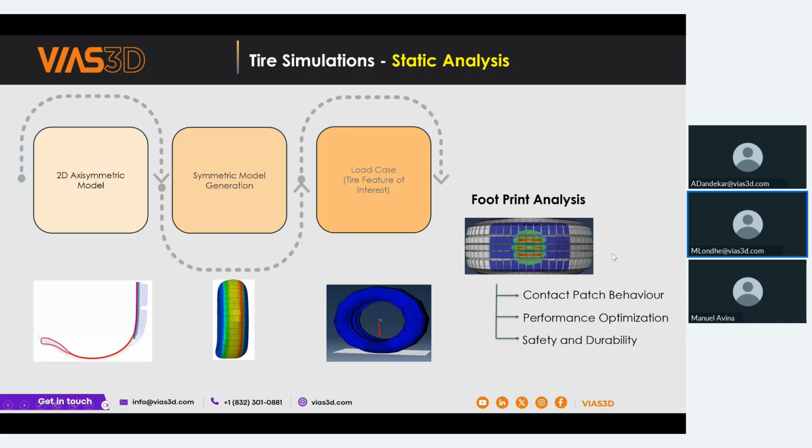Similarly, for performance optimization, the contact patch generally shows how the friction is happening between the road and tire. So it is also responsible for fuel efficiency, so you can optimize for better fuel efficiency. And again, the contact patch has a very important role in safety and durability, under different driving conditions such as traction, braking, and cornering. So how your vehicle performs is largely controlled by your static contact patch.